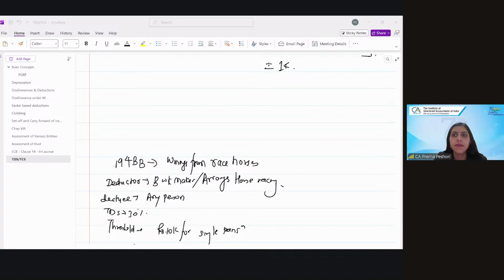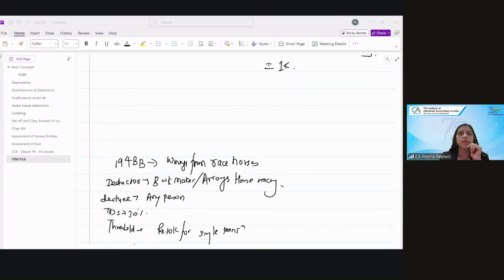192A, TDS on withdrawal of PF before 5 years of continuous service. Payer is the trustee of EPF. Payee is the employee. TDS at the rate of 10% at the time of payment. Threshold is 50,000 rupees.